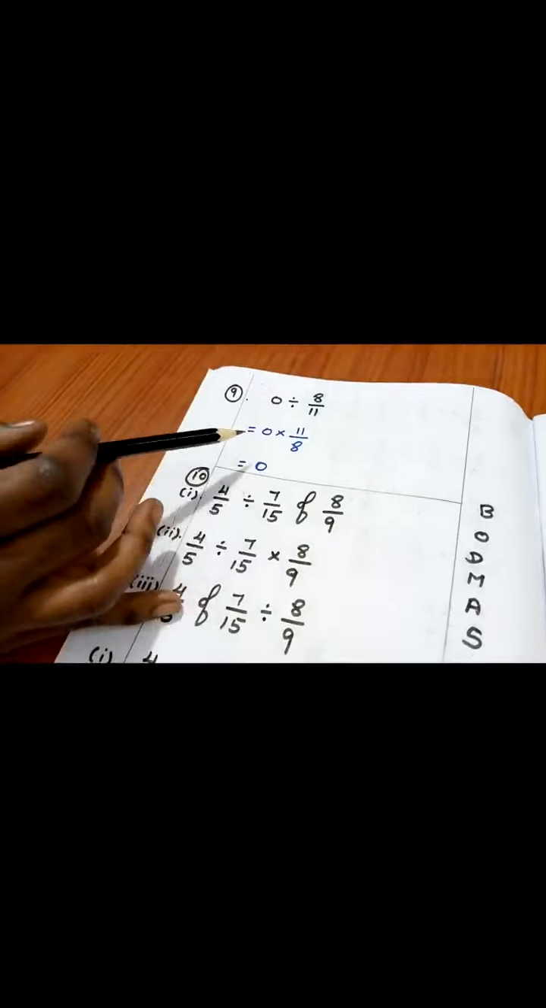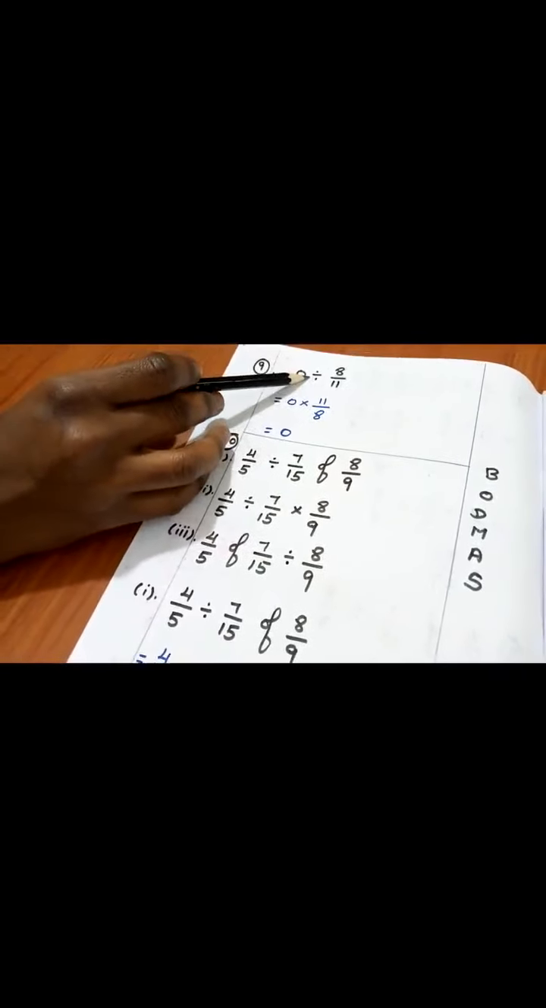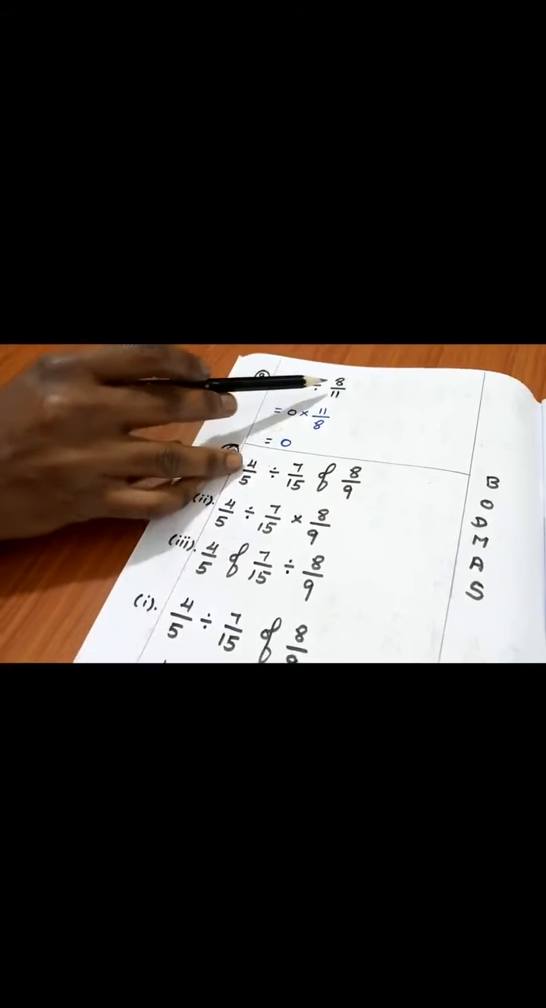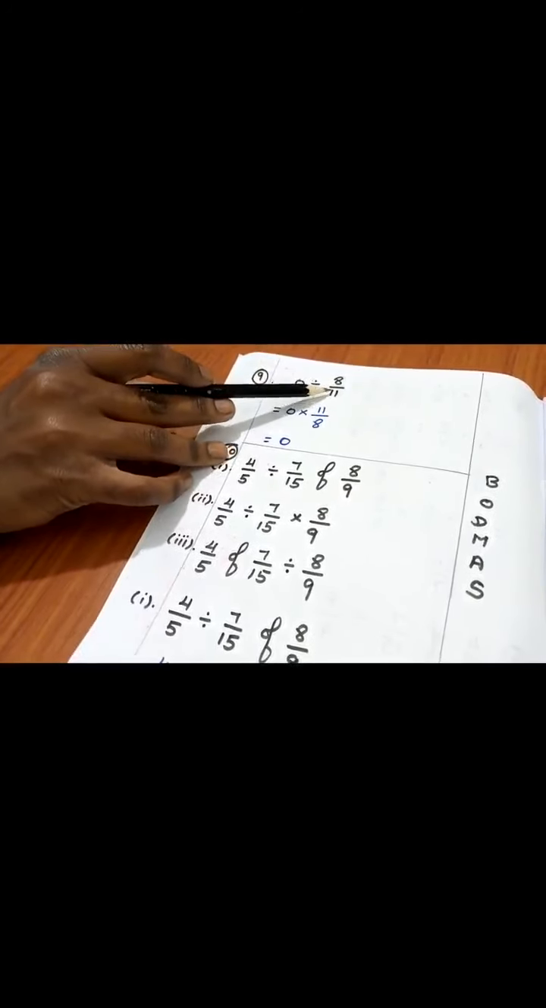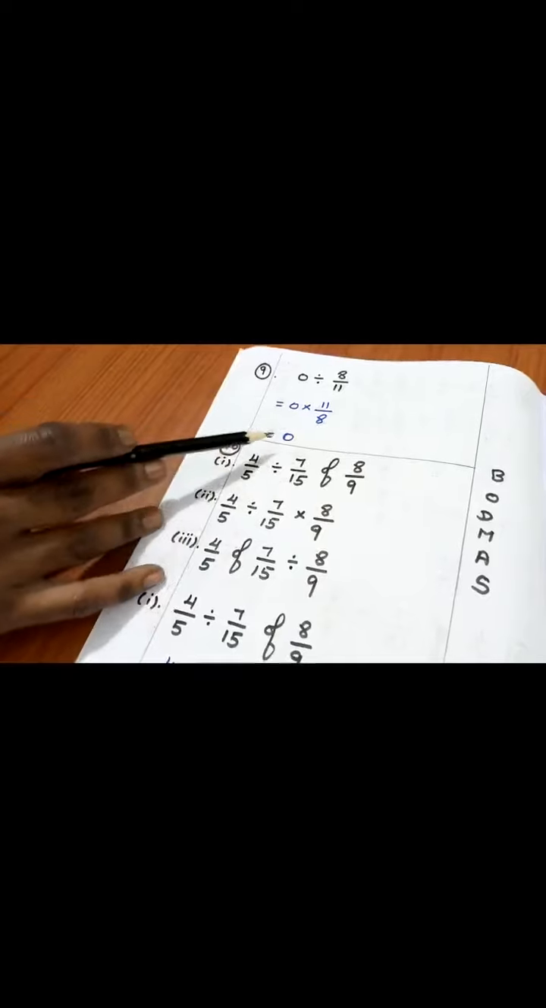Ninth question, if you see here, students, 0 divided by 8 by 11. Division, I am going to write it as multiplication, which means this becomes a reciprocal. That is 8 by 9 and 11 should be written as 11 by 8. 0 into any value is going to be 0.